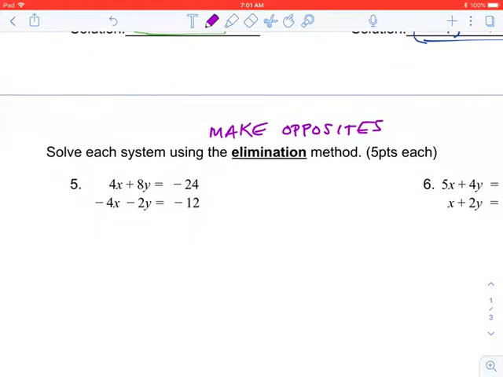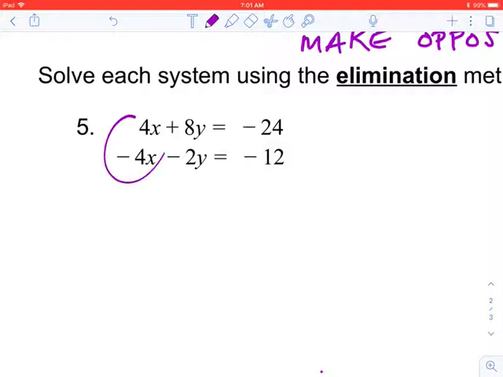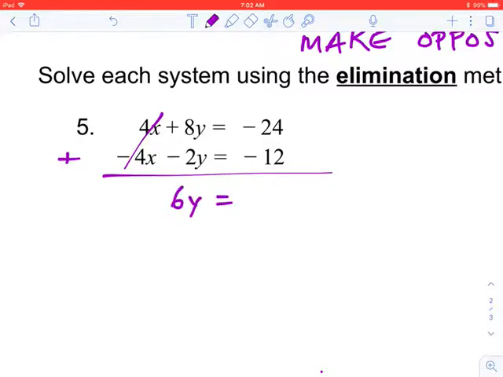Okay, so in this case, number 5, we already have opposites. If you look at this, 4 and negative 4 are already opposites. So if I combine these two equations together, so really I'm adding these two together, 4 plus negative 4 cancels. 8 plus negative 2 is 6y. And then negative 24 plus negative 12 is negative 36. Divide by 6, I get y equals negative 6.